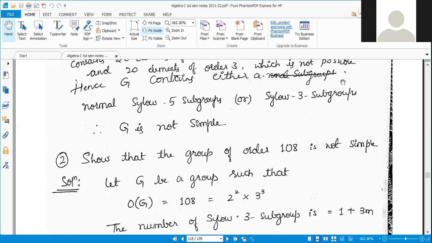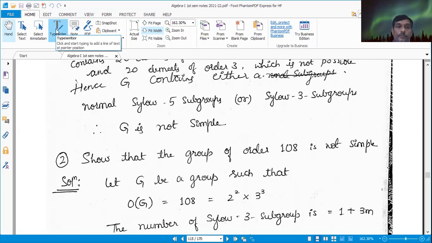Similarly, show that a group of order 108 is not simple. What is the first step? First, we write the order as a product of prime powers. That is, the order of G is 108, and 108 can be written as 2 power 2, which is 4, into 27, so 4 into 27 gives 108. Therefore, we get Sylow 2-subgroups and Sylow 3-subgroups.